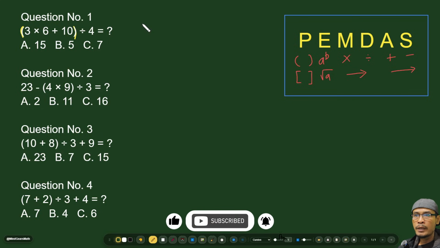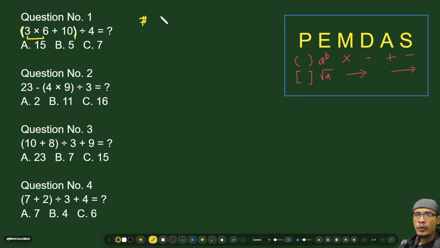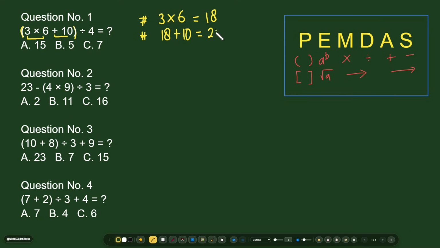P, first the parentheses, and inside we have multiplication and addition. Multiplication is stronger. 3 times 6 is 18. Now addition. 18 plus 10 is 28. The parenthesis is done. Last step, 28 divided by 4 is 7. So the answer is C.